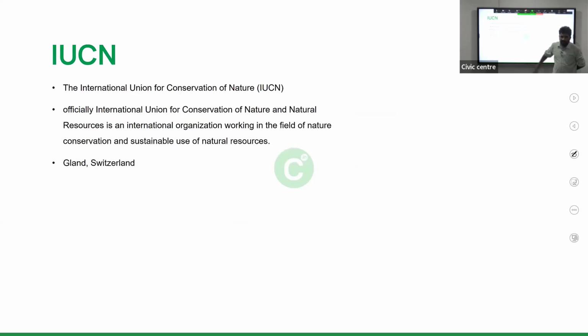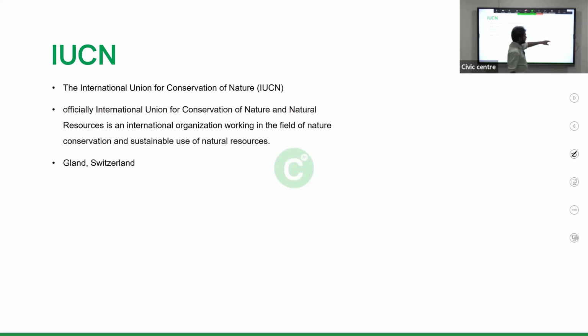IUCN, as we mentioned, is located in Switzerland. The International Union for Conservation of Nature is known for its extraordinary work on the Red List of Threatened Species, popularly known as the Red Book. The categories are near threatened, vulnerable, endangered, critically endangered, extinct in the wild, extinct, and no data.